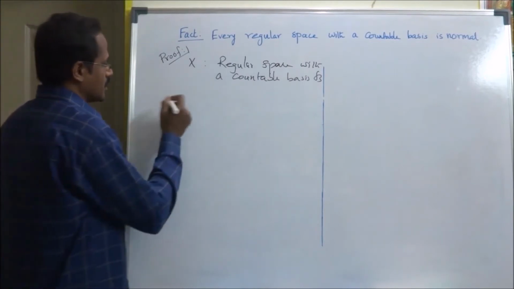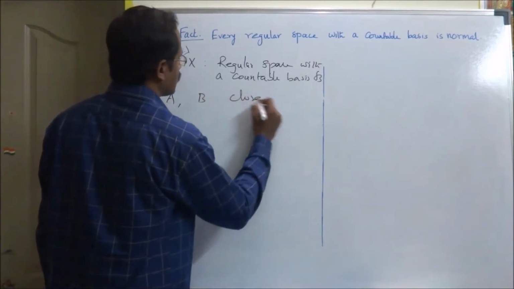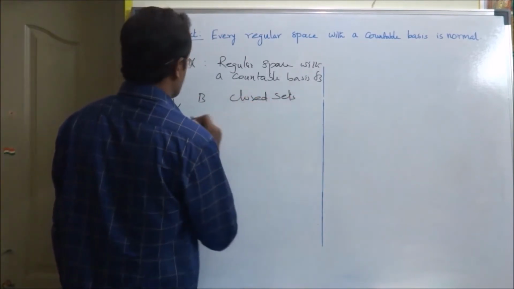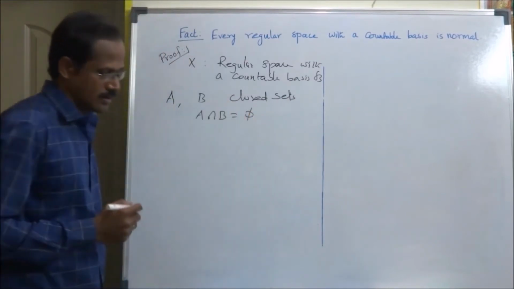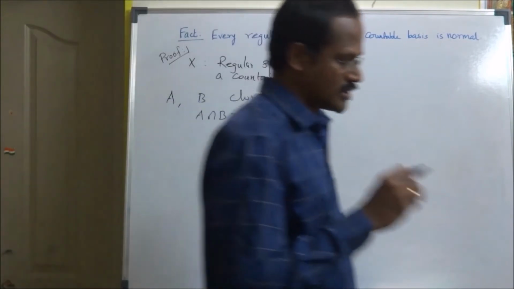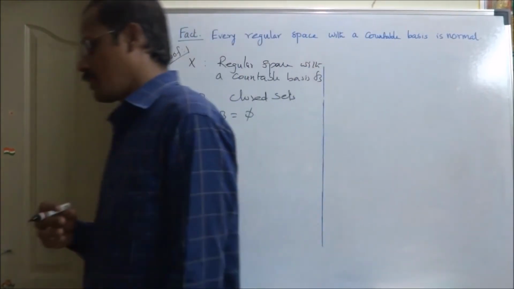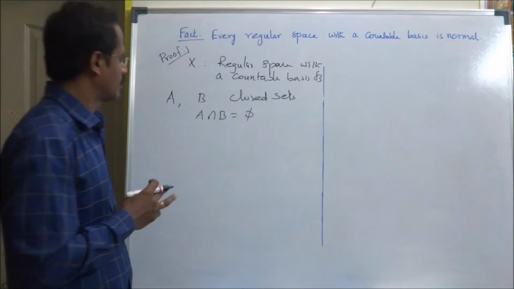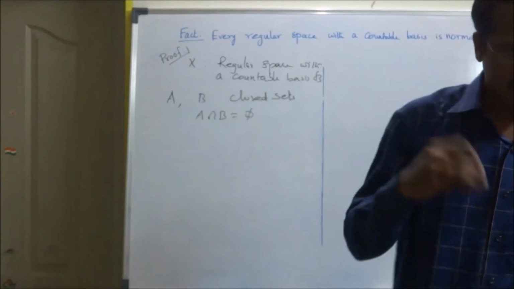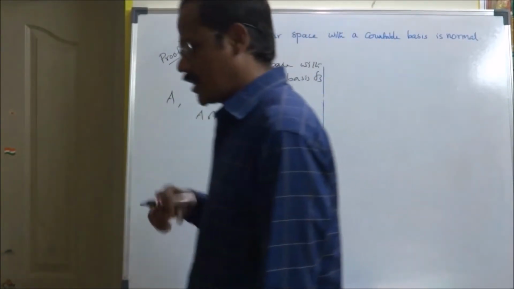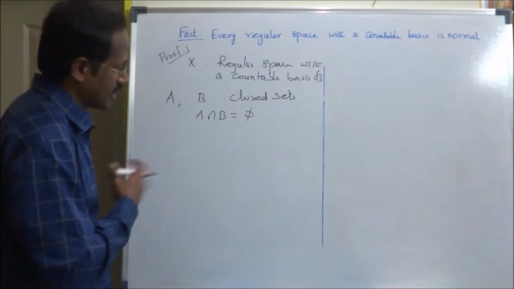Suppose you take arbitrarily A and B as closed sets which are disjoint. We need to prove that there are open sets U containing A and V containing B which are disjoint. For that we proceed as follows.